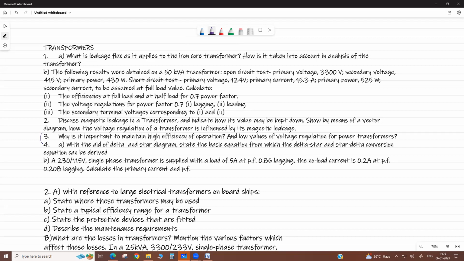Yes, actually, this was recently asked in the month of November. The third is asked on the 12th, meaning December. This is in November. What is the purpose? What is the leakage flux as it applies to the iron core transformer? How is it taken into account?